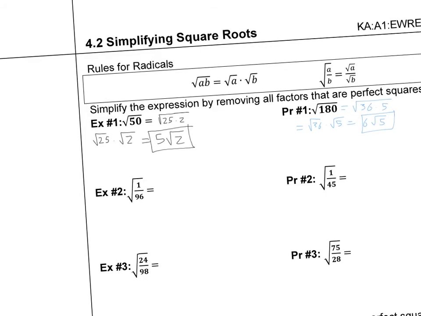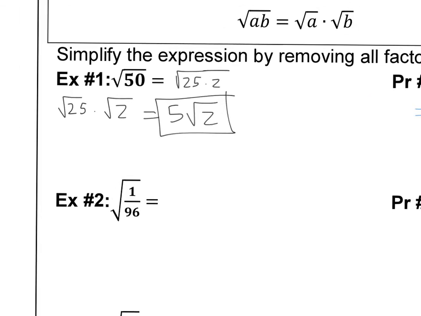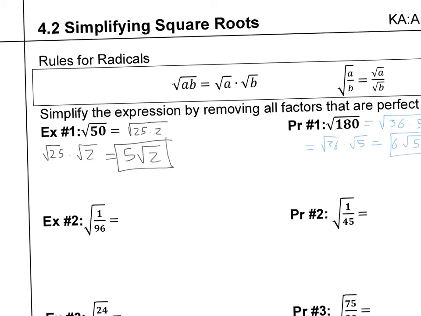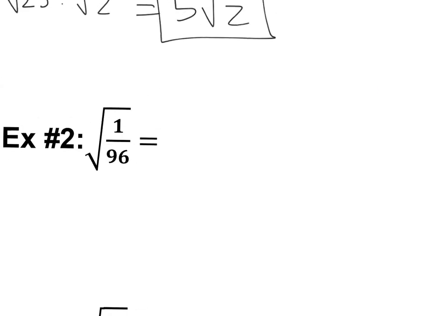All right, let's take a look at example number 2. Okay, remember I said if you got something that's being divided, you can write it as two square roots. So let's go ahead and do that. That would mean that this is the same thing as the square root of 1 over the square root of 96. And the square root of 1 is pretty easy. That's just 1. And so now I want to think if there are any perfect squares that go into 96.